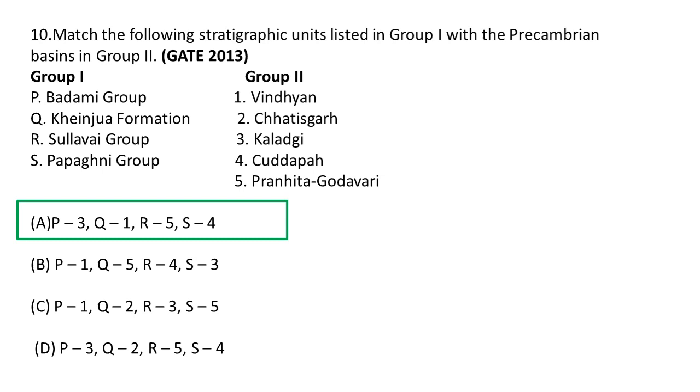So from this the correct option is A. Badami group belongs to the Kaladgi basin, Kheinjua formation belongs to the Vindhyan basin, Sullavai group belongs to the Pranhita Godavari basin, and Papaghni group belongs to Kadapa. So A is the correct option.